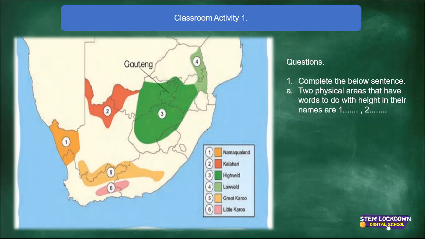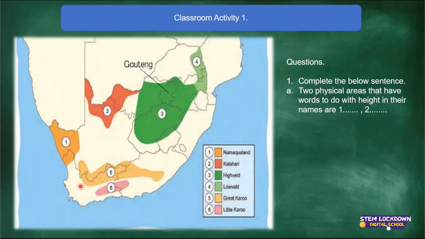Okay, let me get the hands. We have Sakura. Ma'am, number one A is the Highveld and Lowveld. Thank you very much. Your answer is correct.